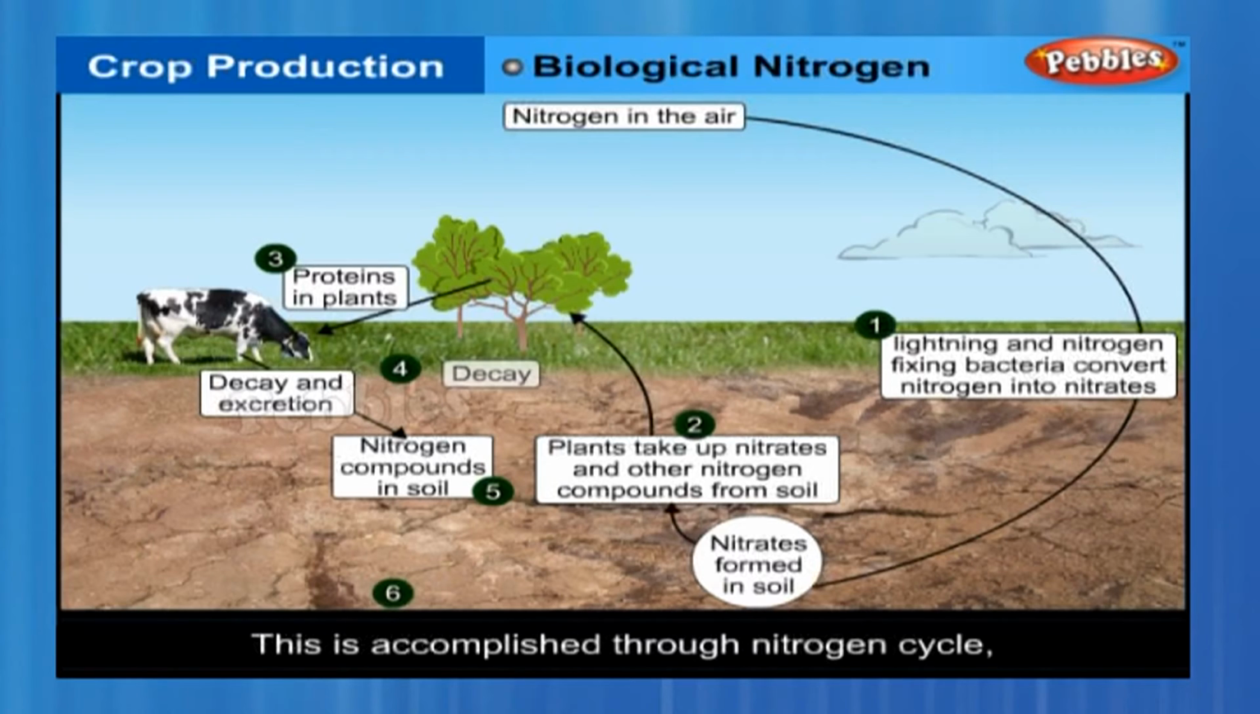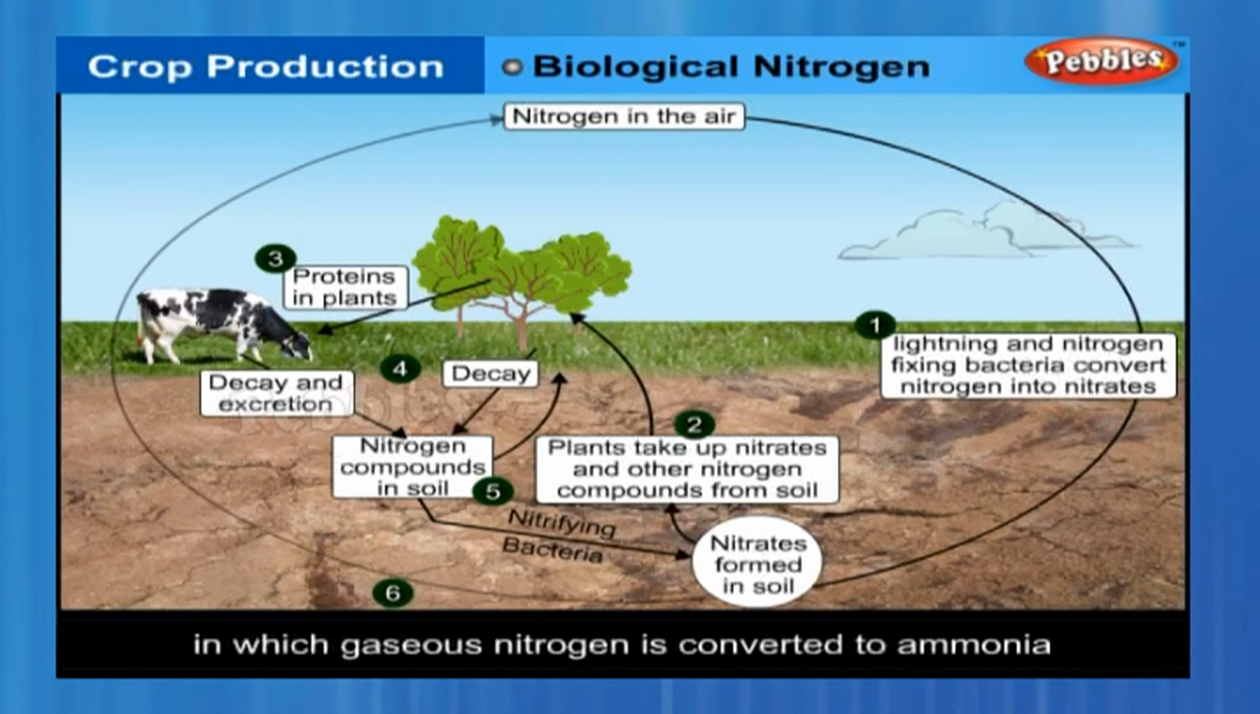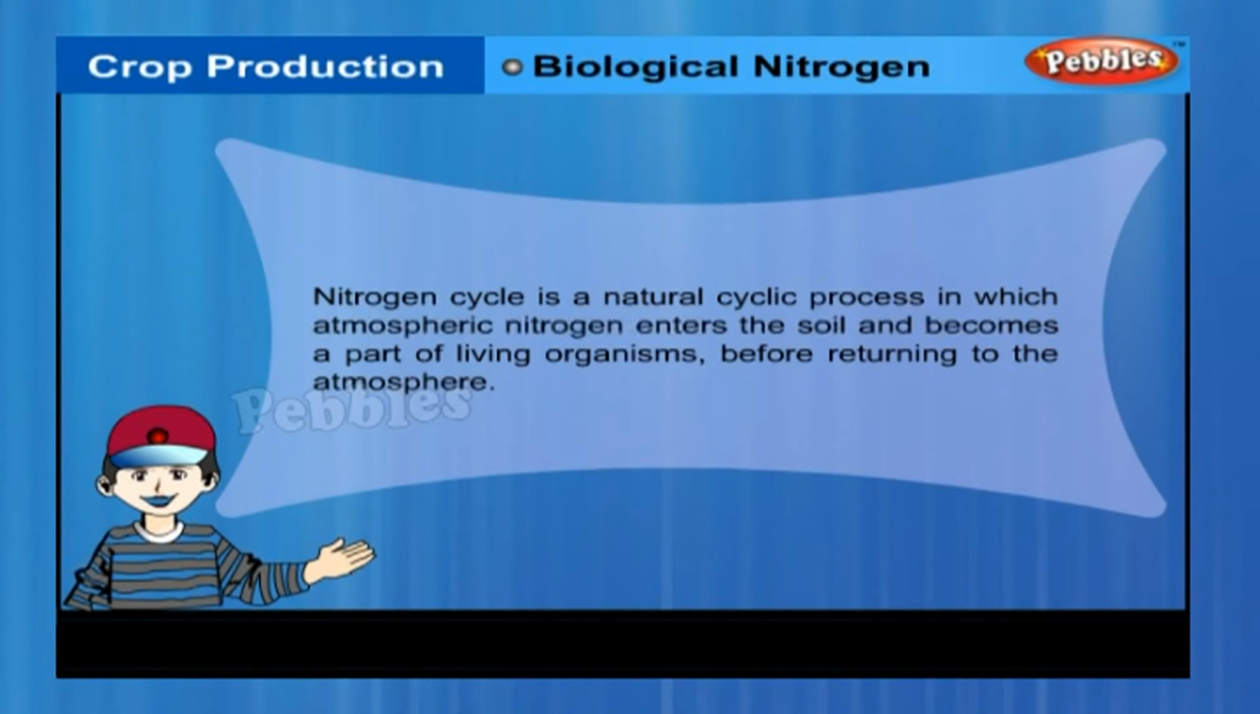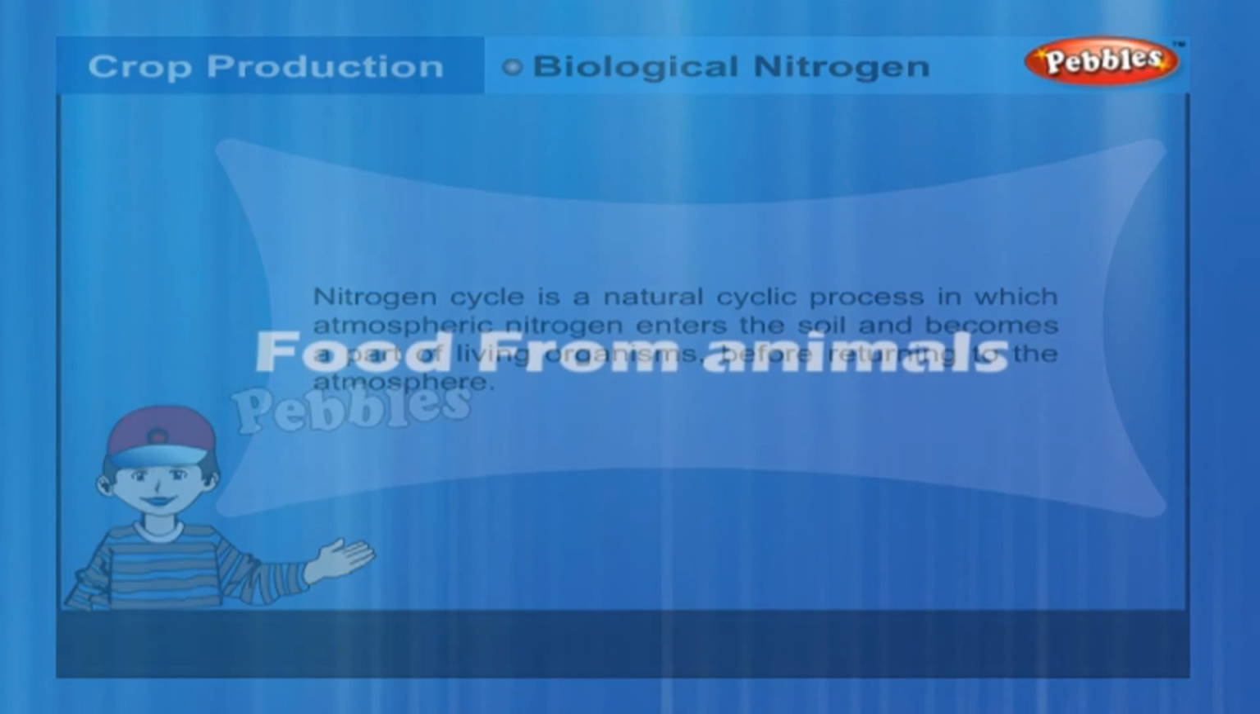This is accomplished through the nitrogen cycle, in which gaseous nitrogen is converted to ammonia and subsequently into other biological compounds. The nitrogen cycle is a natural cyclic process in which atmospheric nitrogen enters the soil and becomes a part of living organisms before returning to the atmosphere.